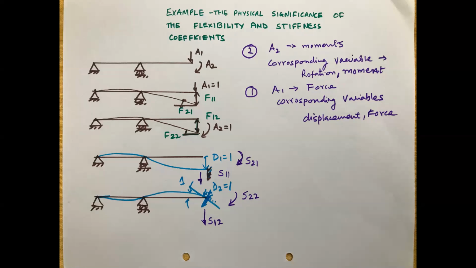So consider a slightly different example of an overhanging beam where the left-hand support is a hinge and the right-hand support is a roller, and this is subjected to A1 and A2. A1 is the vertical load and A2 is the moment which is being applied. In this case, I want to generate the stiffness and flexibility coefficients. It is very easy to understand according to our discussion.